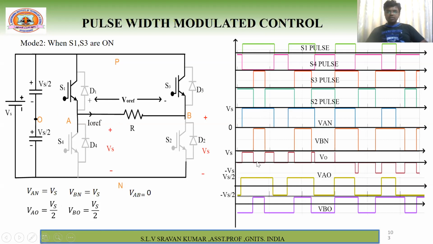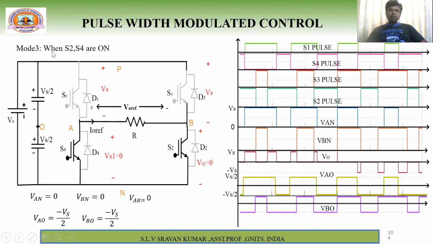See, V0 is nothing but VAB. What is VA0? Vs by 2. See, VA0 is Vs by 2, and VB0 is also Vs by 2. So this is S1, S3 corresponding. Please check the things. Understand? This is the case for mode 2.